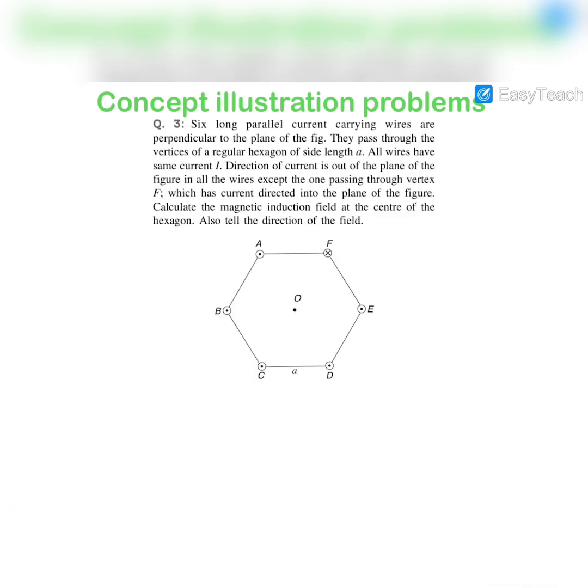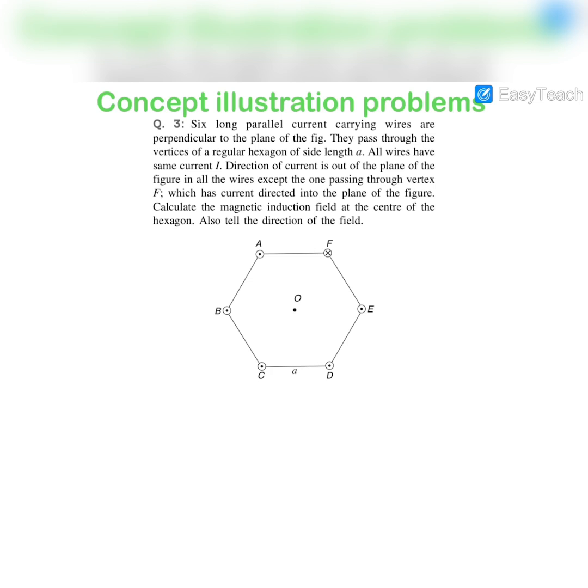In this question you can see that there are 6 long parallel current carrying wires which are placed at the vertices of a hexagon. This wire is taking the current outside the plane, this wire is taking the current outside the plane, this wire is taking the current outside the plane, same as this, but this one is taking the current inside the plane. So we have to find out the net magnetic field at this point O.